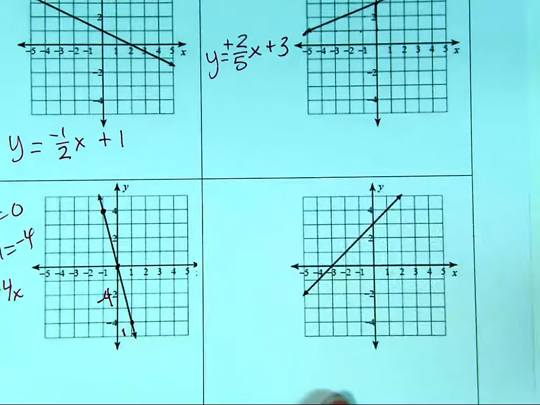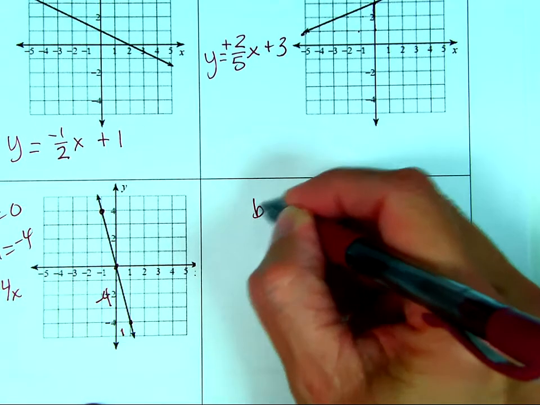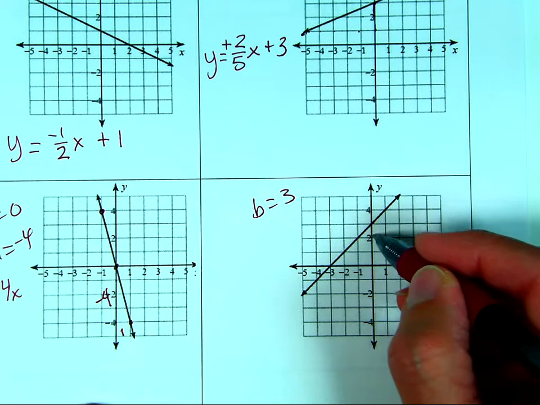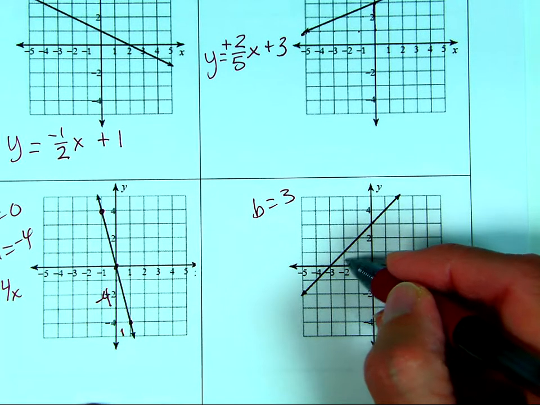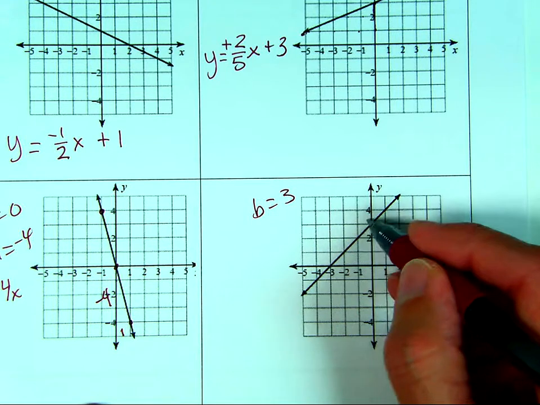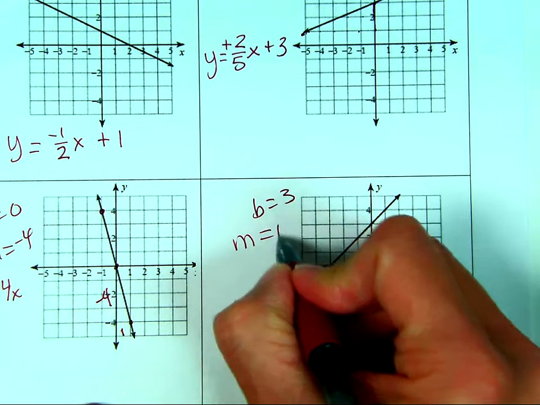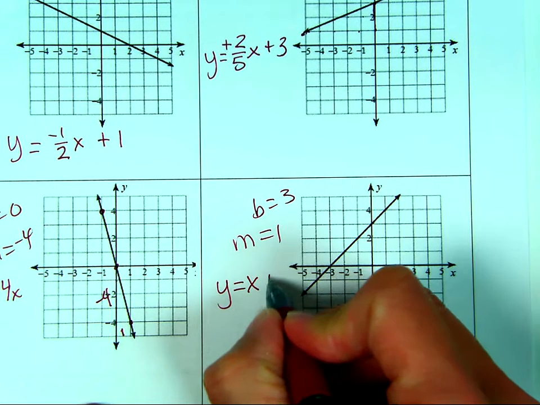Okay, again, find the y-intercept. Looks like 3. Then we go down 1 over 1, down 1 over 1. So if we're going down and left, that's a positive slope because it's the same as going up and right. So our slope is 1, so we just say y equals x plus 3.